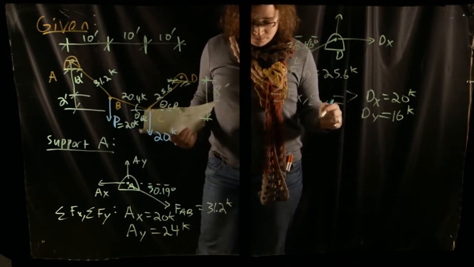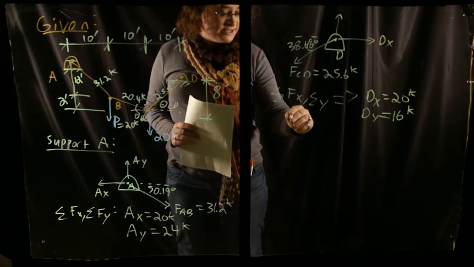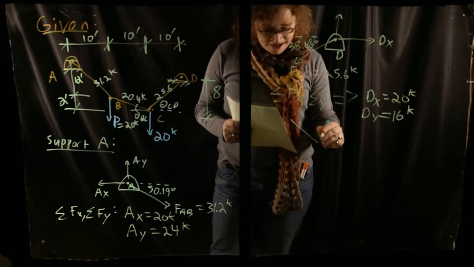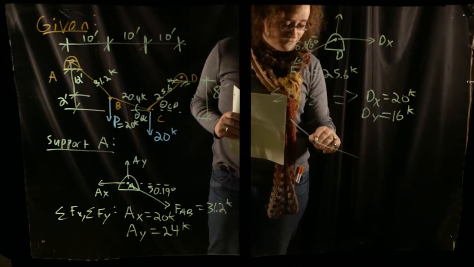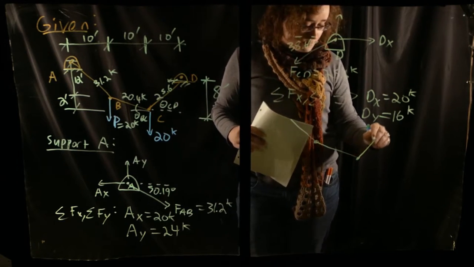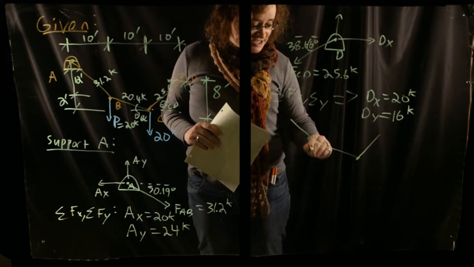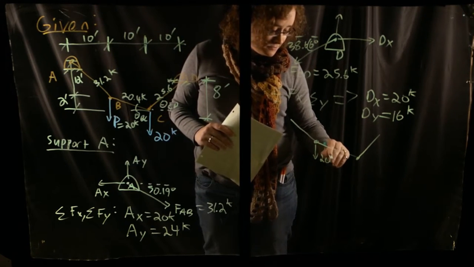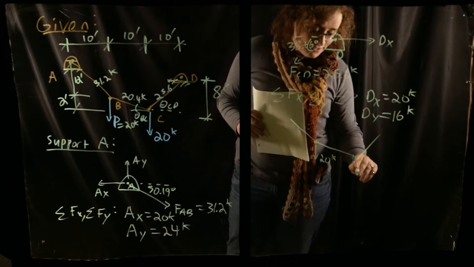So, in other words, our cable ends up looking something like this. Consider what this looks like if we draw our cable as a single rigid body. We're going to have our 20 kip force here that we discovered at B.